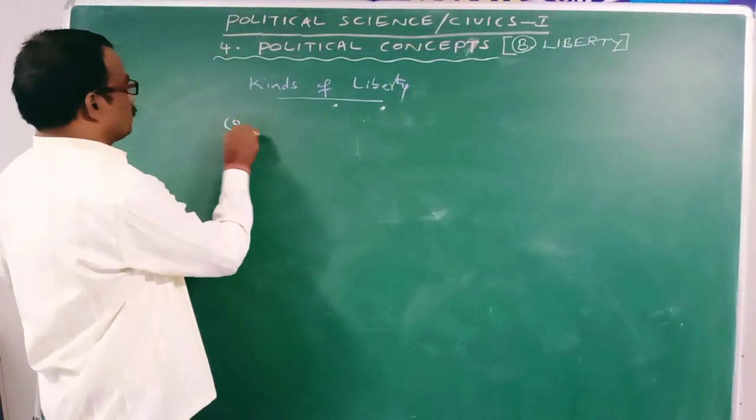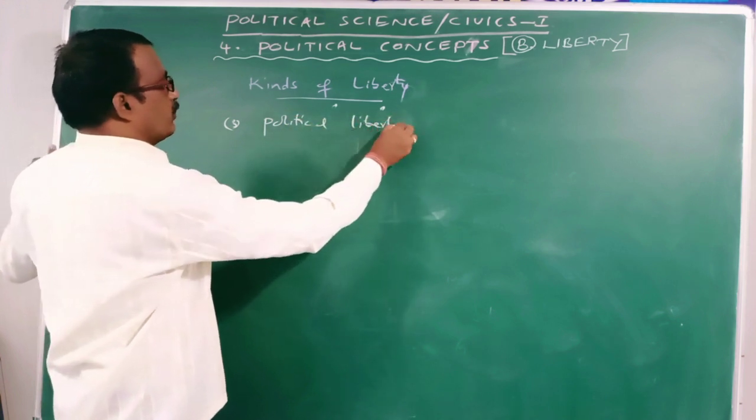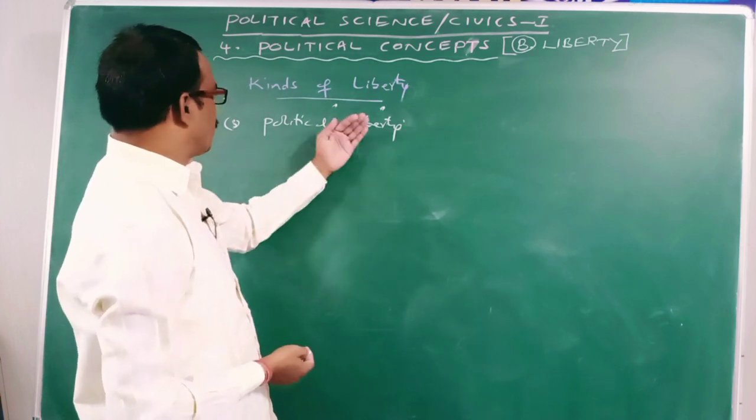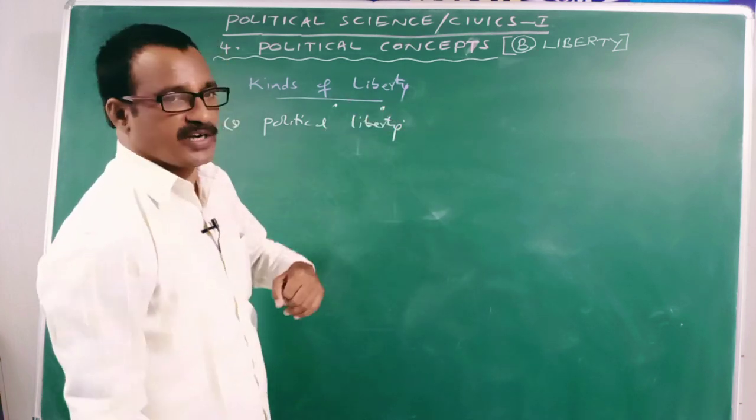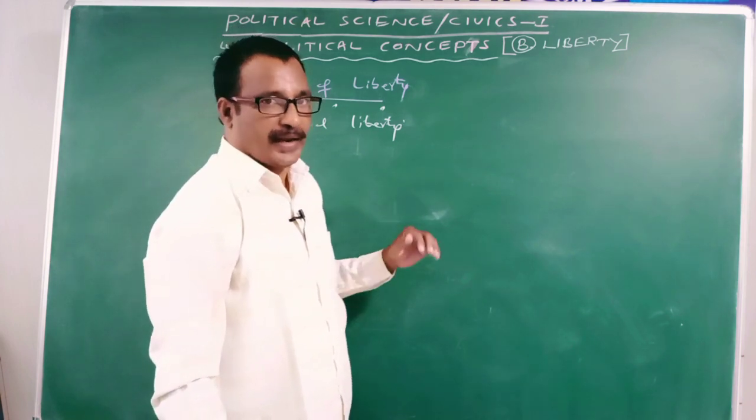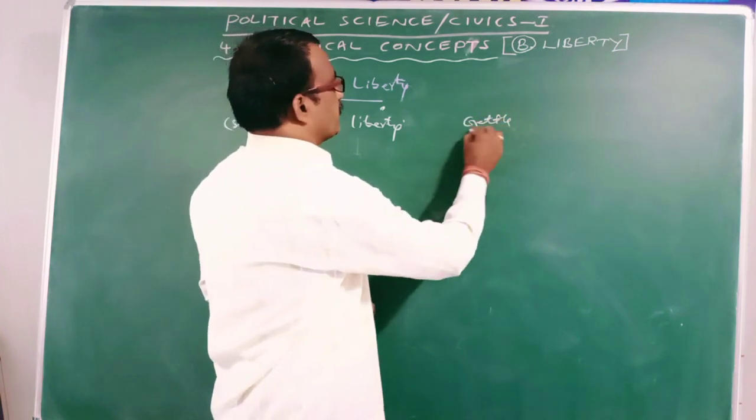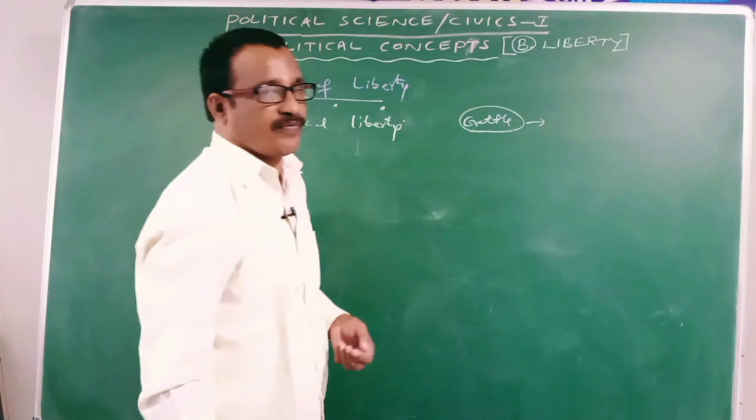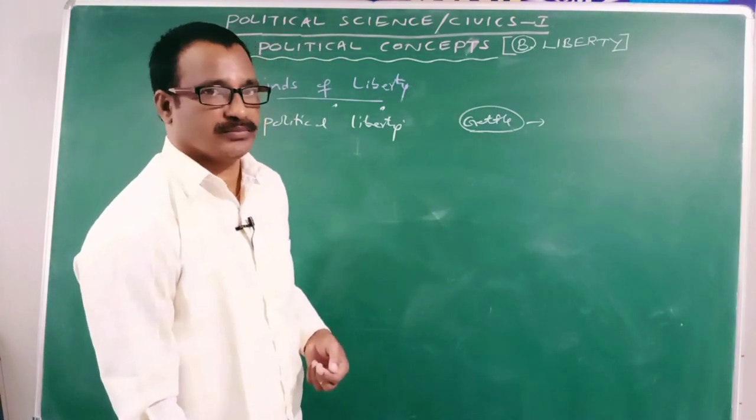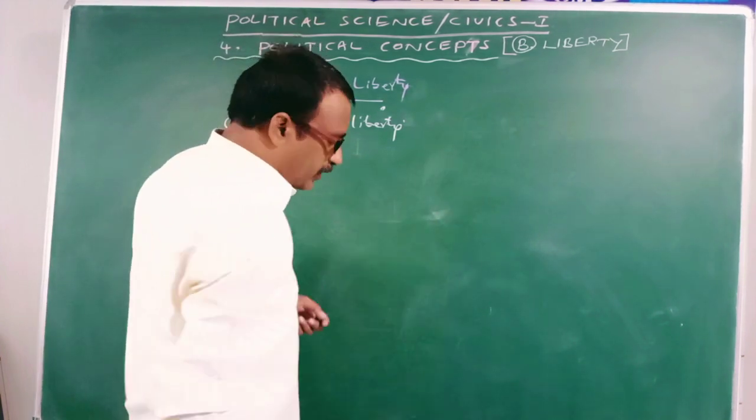The third one is political liberty. So here, just now I said that civil liberty is enjoyed by individuals through certain civil rights. And one writer, namely Gettell, said that civil liberty is a group of rights recognized and enforced by the state. Clear? Then political liberty.